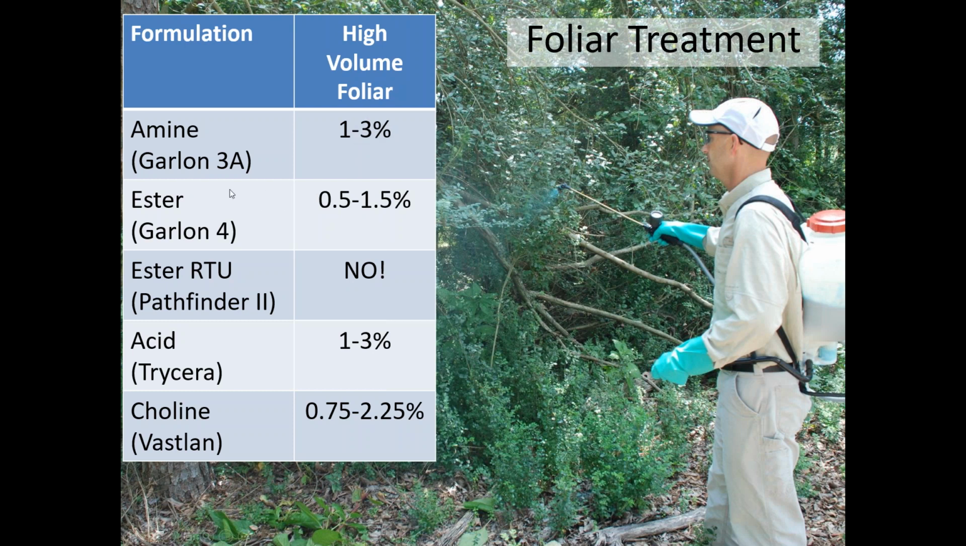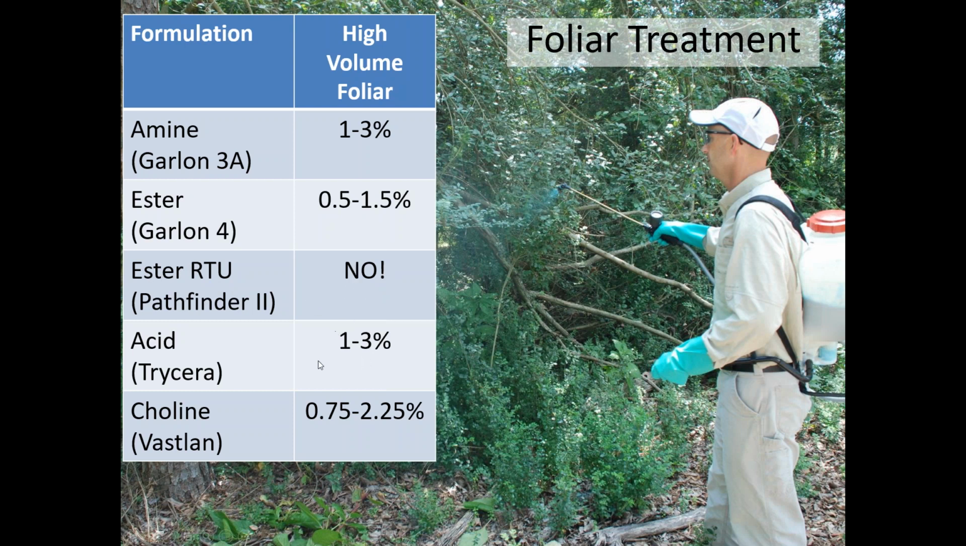Now for the ester formulation, it's a little bit hotter formulation, and we tend to see lower concentrations recommended when we're doing these high volume foliar treatments from the label, from about 0.5 to 1.5%. Sometimes that may be bumped a little bit higher, but in general, you'll notice it's just a little bit lower than the amine. The RTU, the ester RTU formulation, there is no foliar treatments allowed. That is strictly a cut stump and basal bark herbicide application. Do not ever use that one for foliar. You're putting out way too much herbicide.